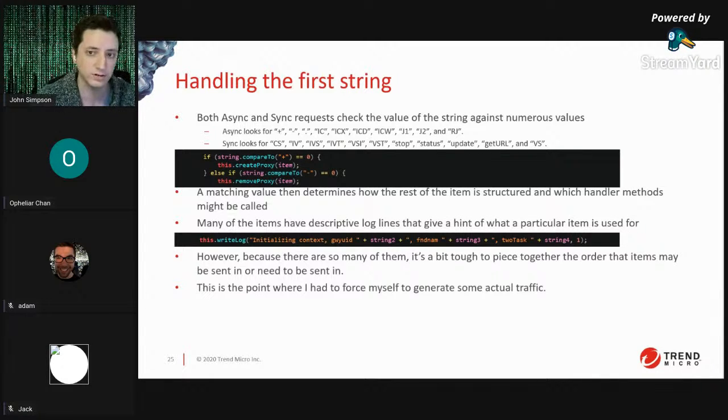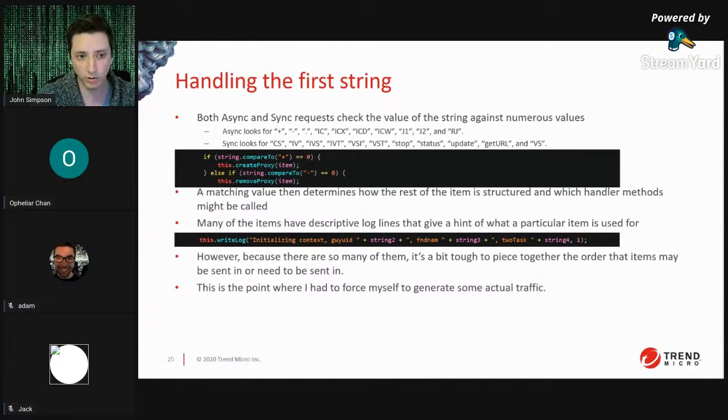At this point, again, we still have no idea what any of these are actually for. So a matching value determines how the rest of the item is structured. After each one of these matches, you would essentially see, okay, it's going to read an integer and then two strings, or two strings and then some bytes. So that basically tells us here's how it expects the item to look.